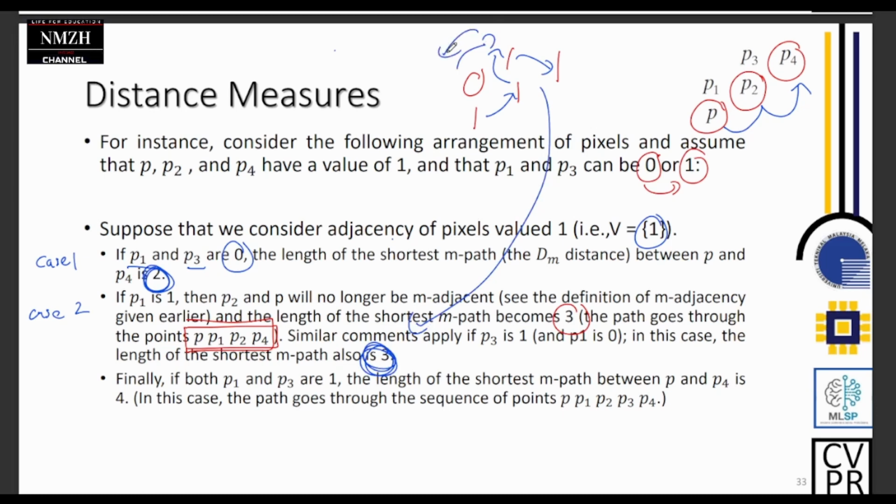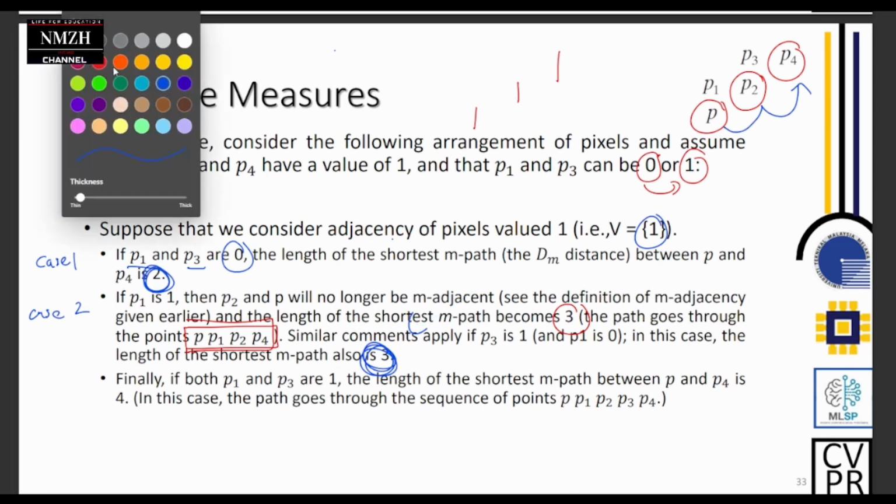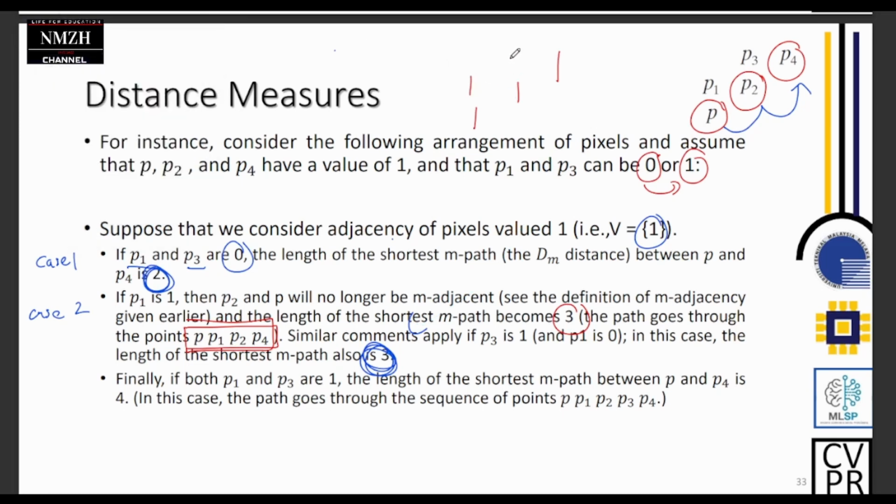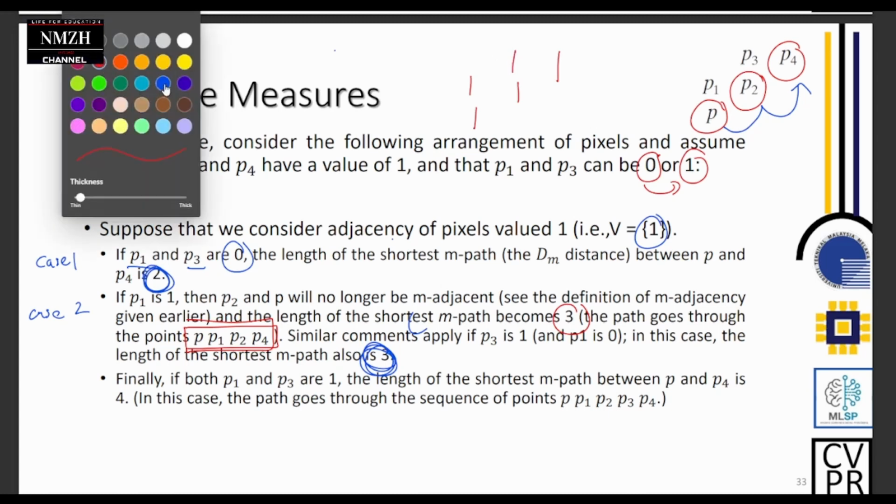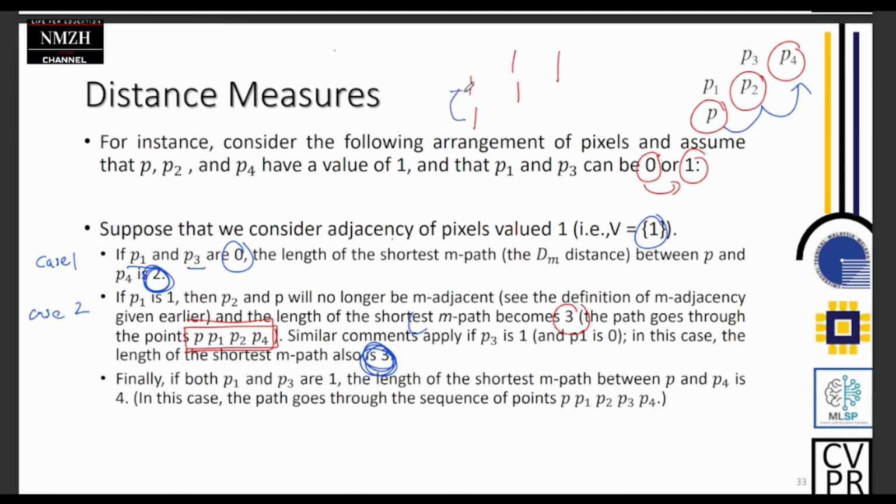Finally, if P1 and P3 are both set to 1, we shall have the sketch as this. The shortest path is from P to P1, P1 to P2, P2 to P3, and P3 to P4.